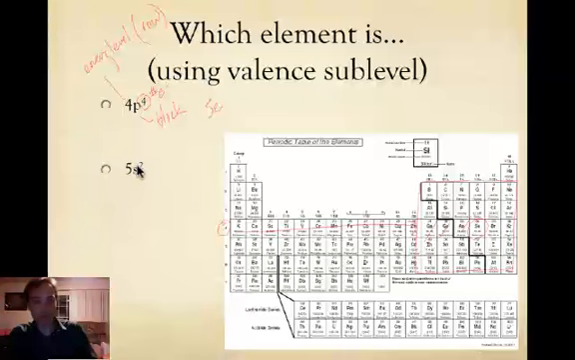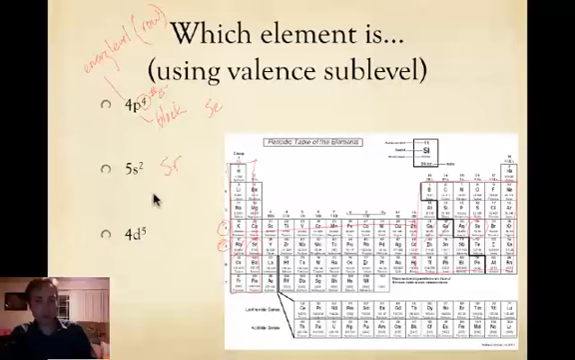Second example, 5s2. What I'd like you to do is see if you can find this one on your own right now. So pause the video and try. Okay, so if you paused it and you tried, what you should have seen is 5 tells us the row or the energy level. So here, we're in the s block, which means we're right here, and we're 2 electrons over. So 1, 2, so we're dealing with strontium.